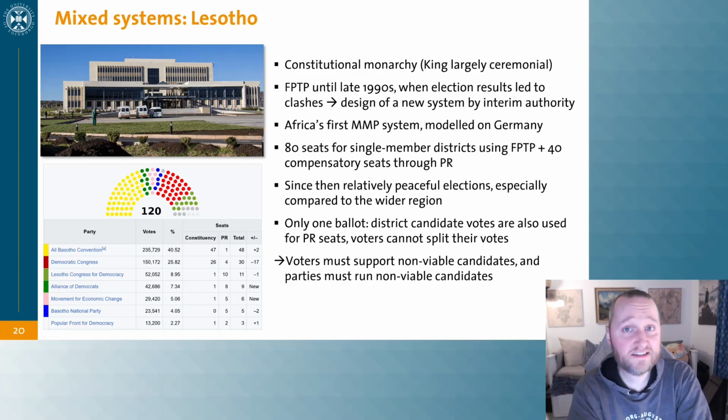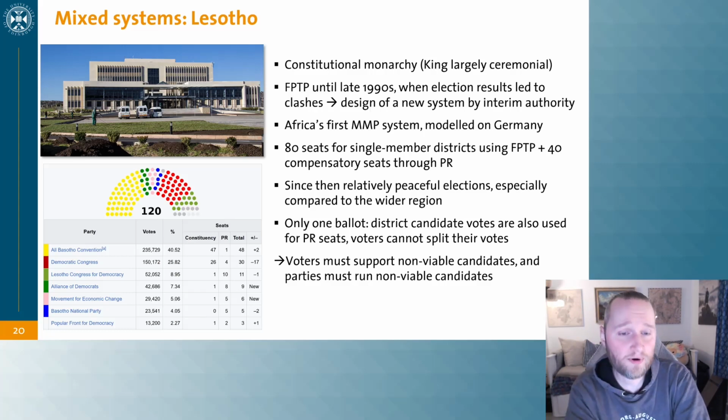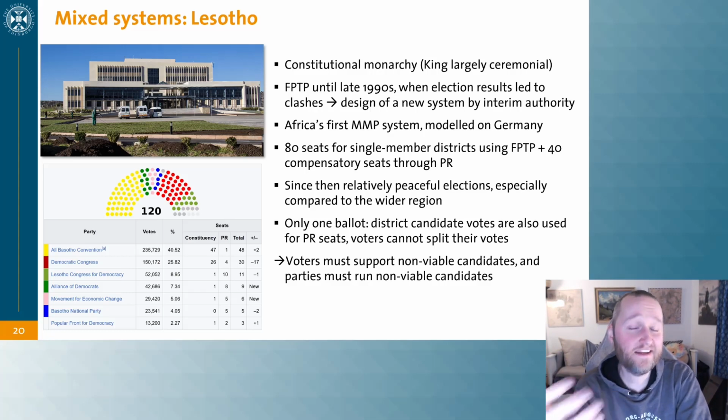Since this has happened, this has led to greater participation, greater representation in parliament. So more parties are represented. The ruling party is enjoying less of a majority in most elections. And that generally has led to more peaceful elections and a more stable political process, especially if you compare this to the wider region of sub-Saharan Africa.